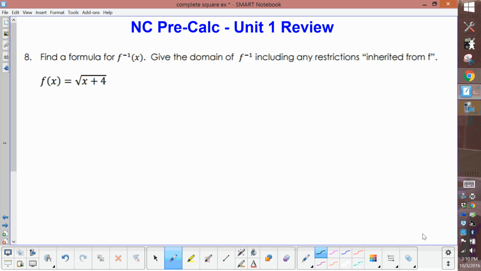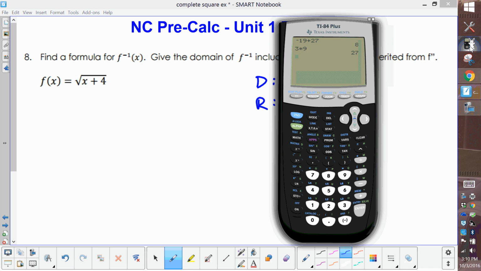Okay, we're going to go ahead and find the inverse of this particular function. It happens to be a square root function. The first thing I like to do is find the domain and range. Again, I can use my calculator if I have to.